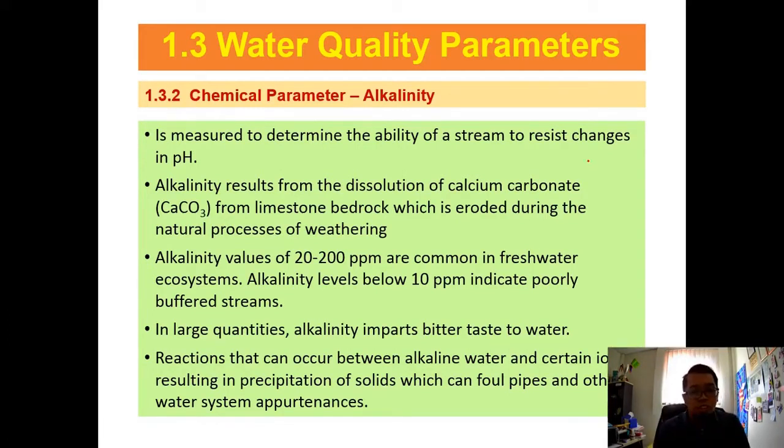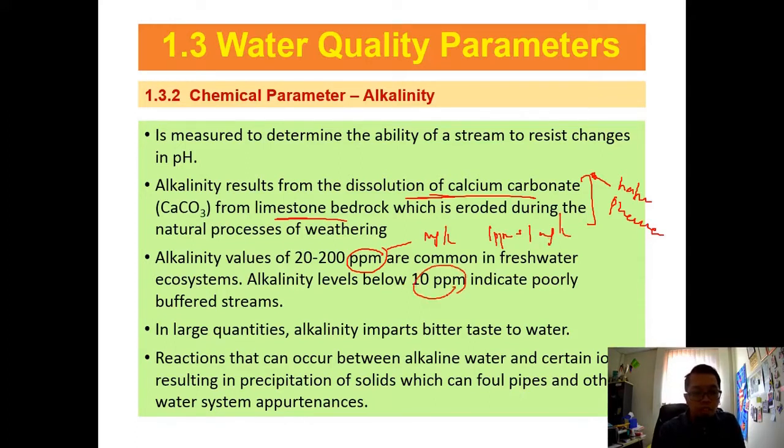Alkalinity can result from dissolution, which is a natural phenomenon. The environment can increase alkalinity, or counter the hydrogen ion in the water, by dissolution of calcium carbonate in limestone rock. This is a natural phenomenon. The value is between 2 to 200 ppm. ppm is milligram per liter, so 1 ppm equals 1 milligram per liter.